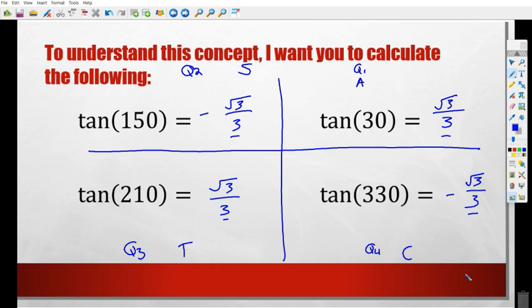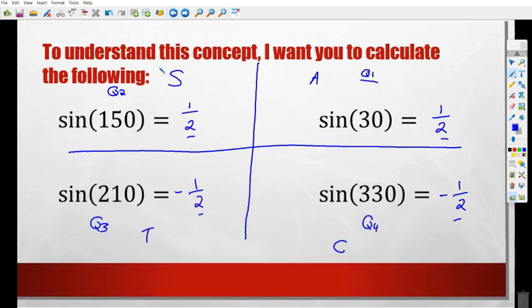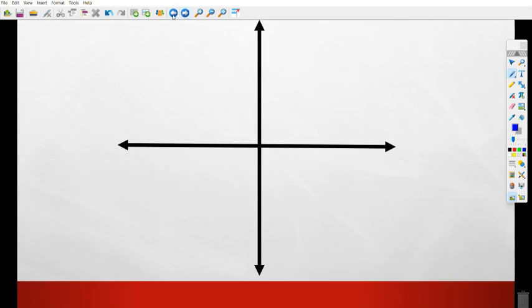But why are we getting the same value for sine, cos, and tan? Not exactly the same, so this is a little bit different. We've got square root 3 over 3 for all of these tan values. But for cos, we've got square root 3 over 2, and for sine, we've got a half. So why are they all the same?